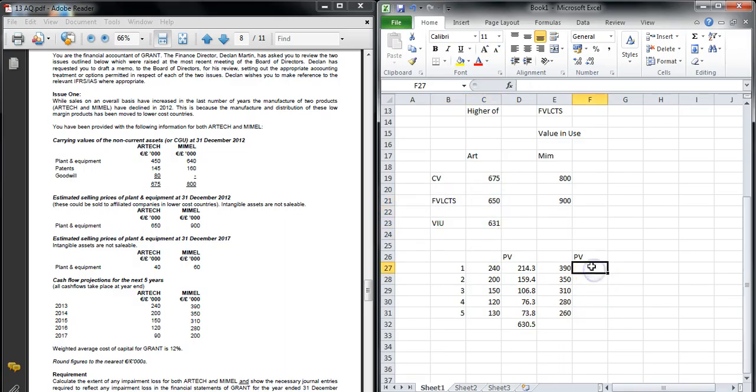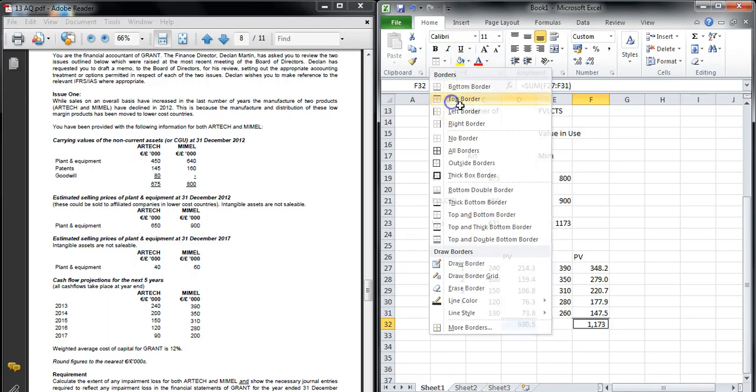Exact same approach then for MIML. We take each cash flow and discount it by the number of years to get its present value. So you can go back and double check you're comfortable with those calculations. There is a bit of corporate finance here and time value of money. And we get the value here to be about 1,173 or 1.17 million because we're working in millions. So that is how you get the value in use.